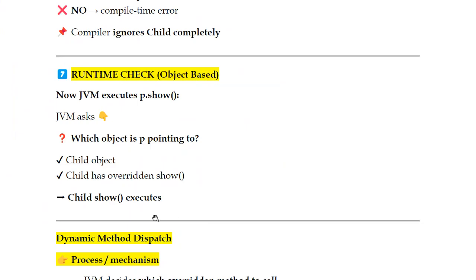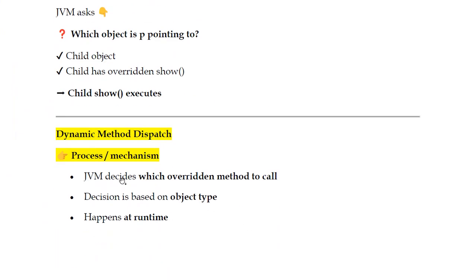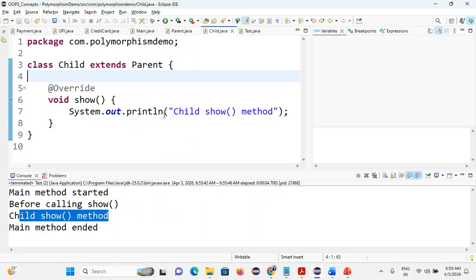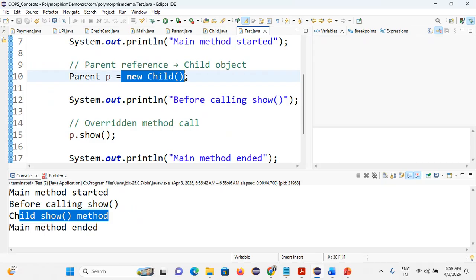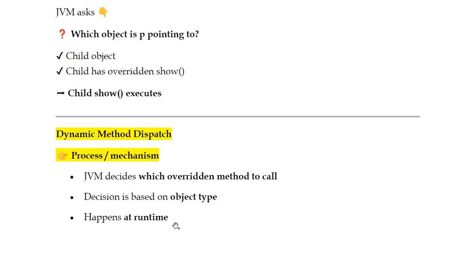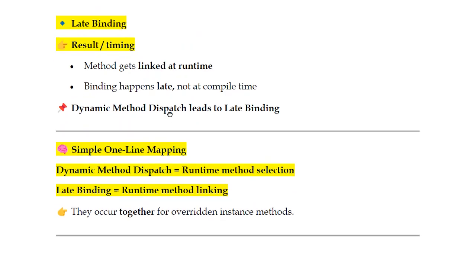Child show executes. So the JVM decides. This DMD, dynamic method dispatch, is also called a process mechanism. The JVM decides which overridden method to call. The decision is based on the object type. Important thing: the decision is based on the object type. What I'm saying is that based on new Child only, it will work. So it happens at runtime. This is also called late binding, because the method gets linked at runtime. Binding happens late, not at compile time.